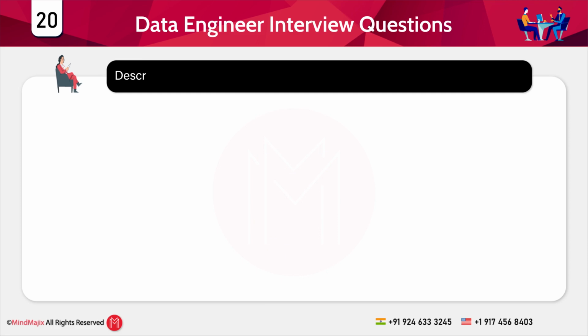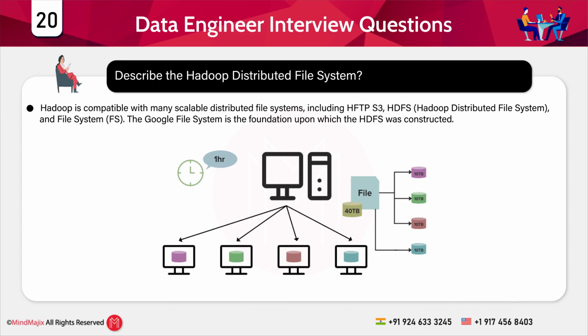The next question is, describe the Hadoop distributed file system or the HDFS. So guys, in this particular question, in the actual interview, what you must do is take a piece of paper, and on that paper, you must draw the diagram of the Hadoop distributed file system. And after drawing the diagram, you must explain the working procedure of HDFS. So Hadoop is compatible with many scalable distributed file systems, including HFTP, S3, and HDFS. The Google file system is the foundation upon which HDFS was constructed. This file system was developed to function smoothly across a large-scale distributed computing environment.